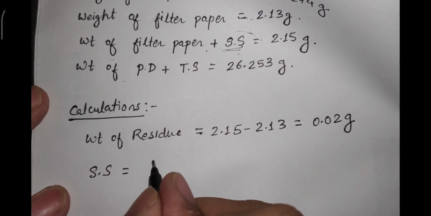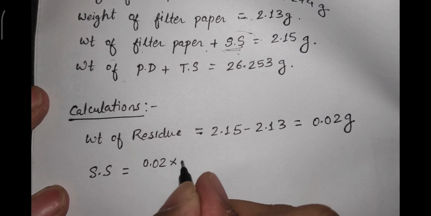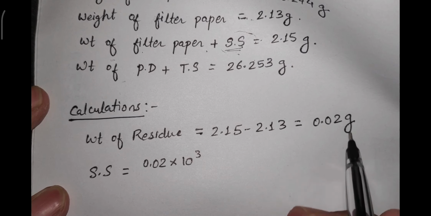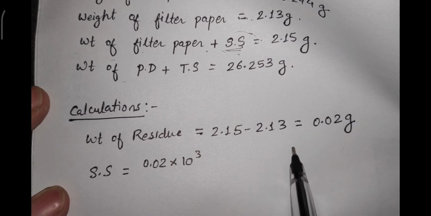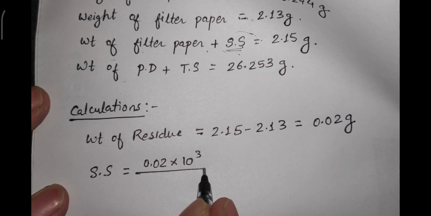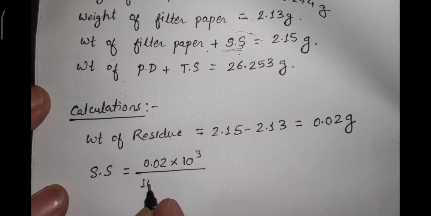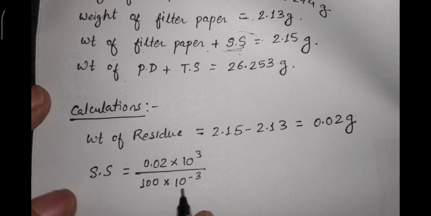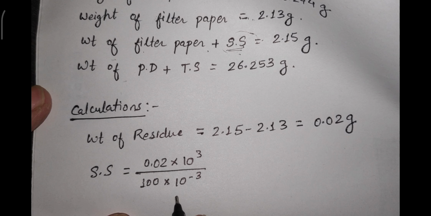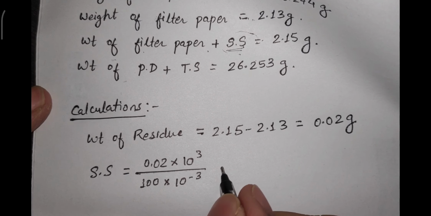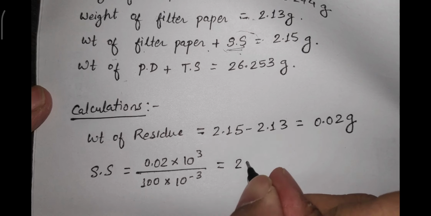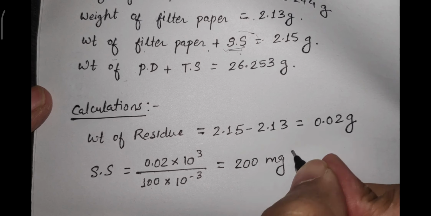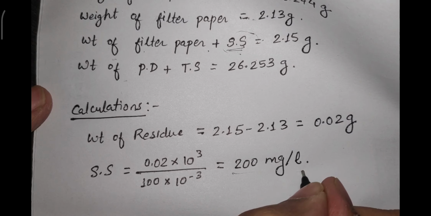Okay, so next, while calculating the suspended solids, I have told you the formula. It is equal to 0.02 multiplied by 10^3. Why 3? Because we are converting the gram into milligram. So that's why 10^3, divided by the volume. So how much volume have we taken? 100 ml, into 10^-3. Now why have we put 10^-3 here? It's because we have considered 100 ml of sample. Now this ml needs to be converted into liters. So that's why 10^-3. So it comes out to be 200 mg per liter. Okay, so that's the suspended solids.